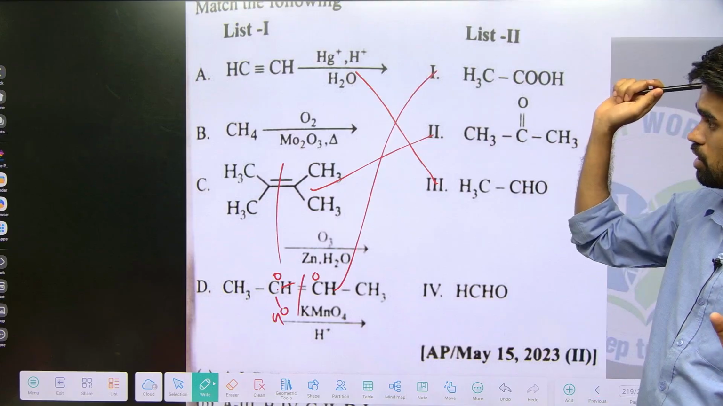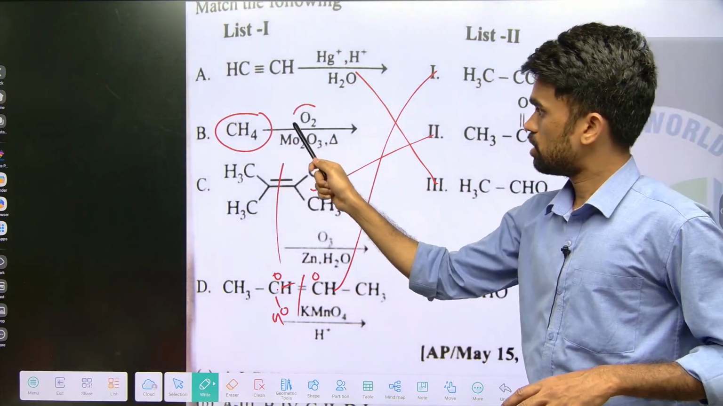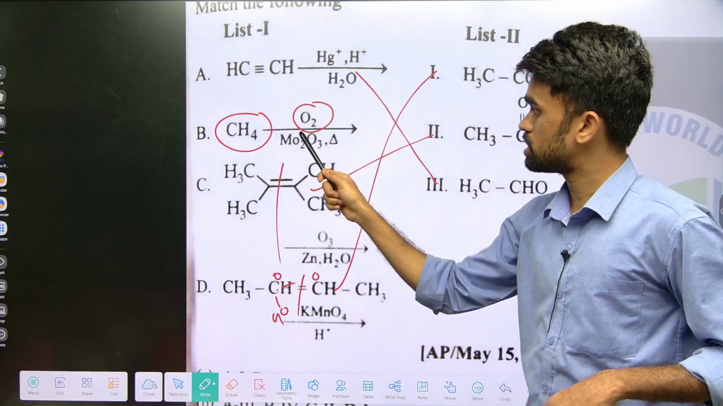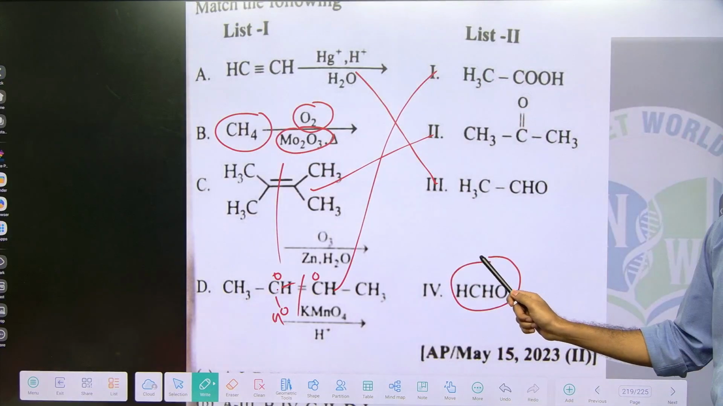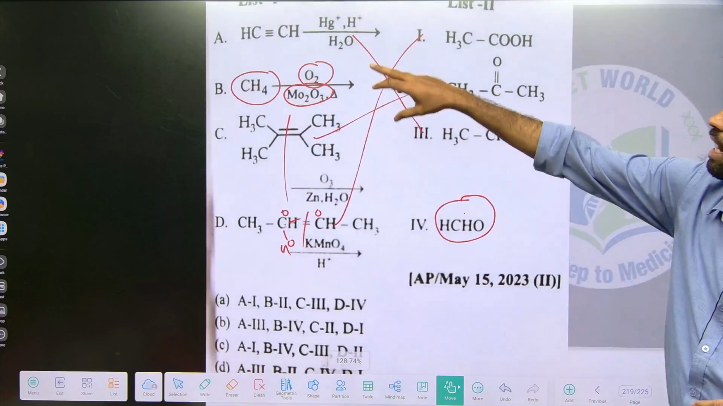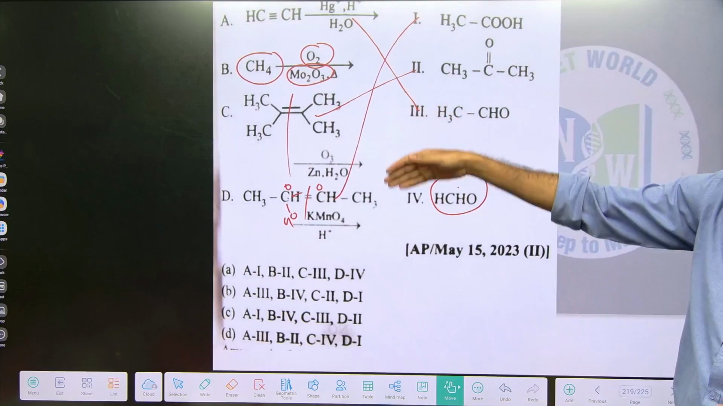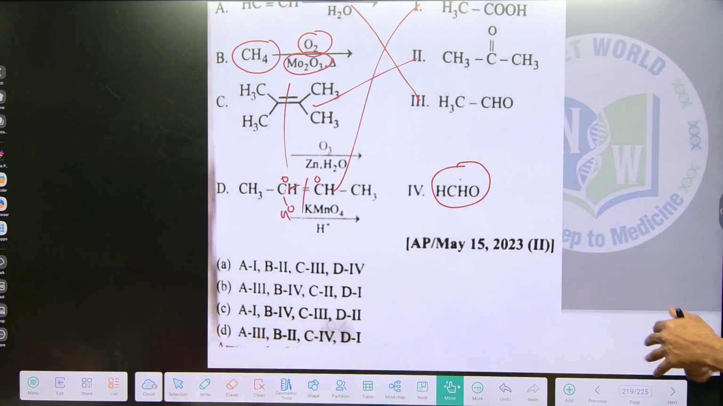Clear everyone? Okay. Now, methane oxidation in presence of molybdenum oxide gives you formaldehyde. What does it give you? Formaldehyde. That's it. So anyway, with the other options A, B, D, you can find your answer. Tell me what is that? Whatever it is, you just check there. Okay. Next. You got it or not? Concept. Okay. Next.